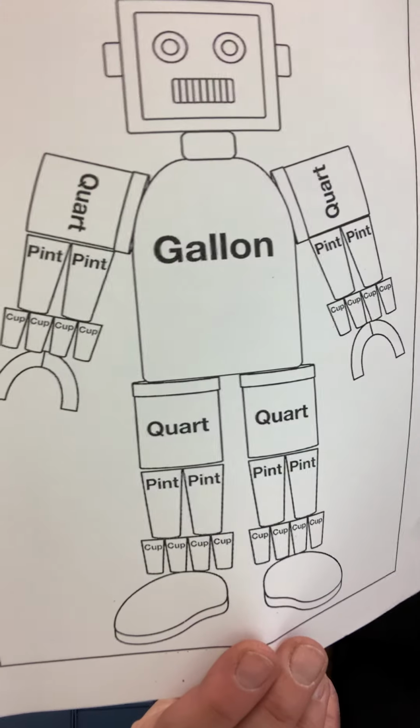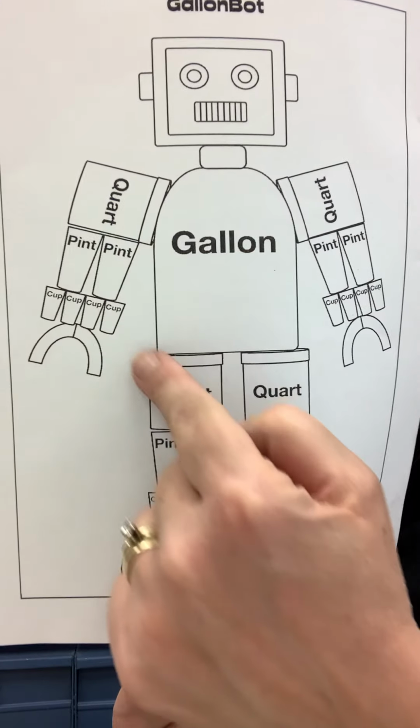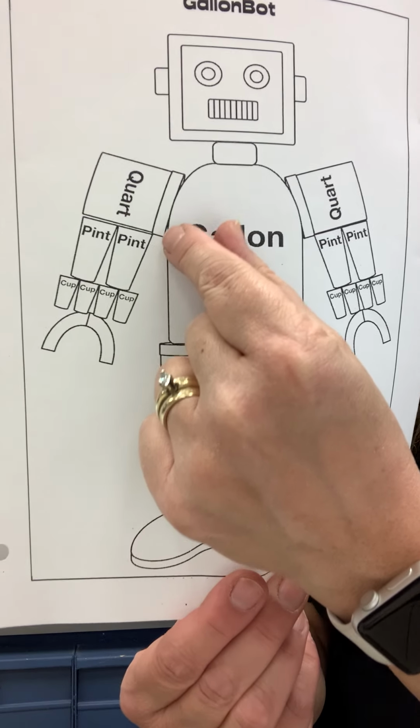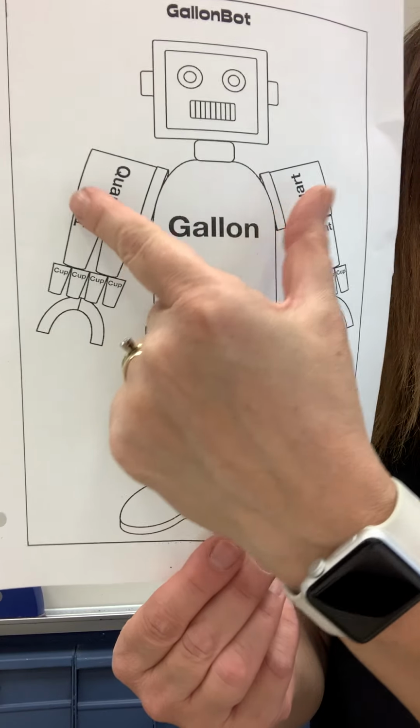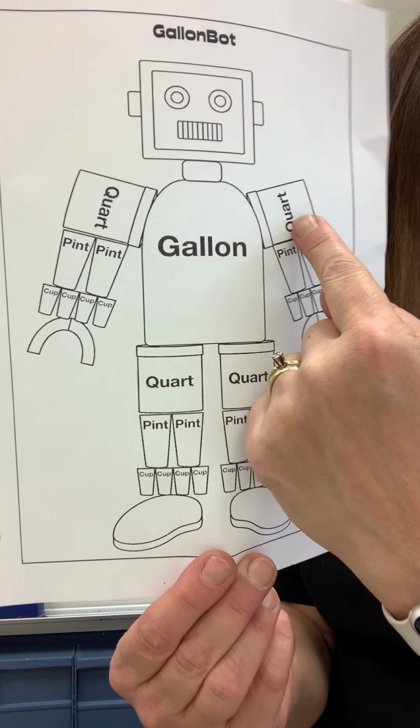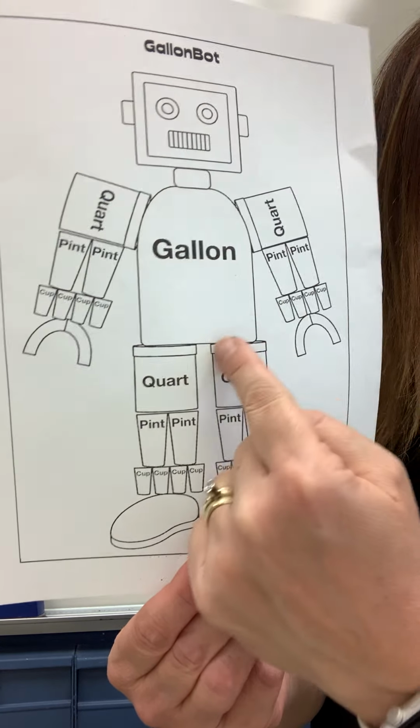You can see here that the gallon is the central body of Gallon Bot Man. And off of each side of him would be like his shoulders. Okay, so there are 2 quarts in 1 gallon.